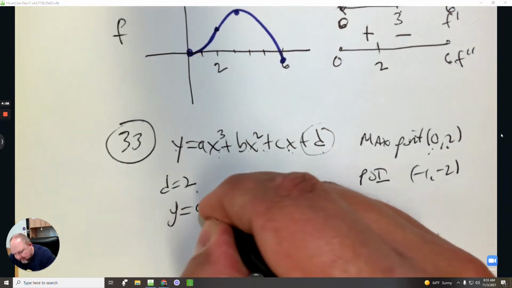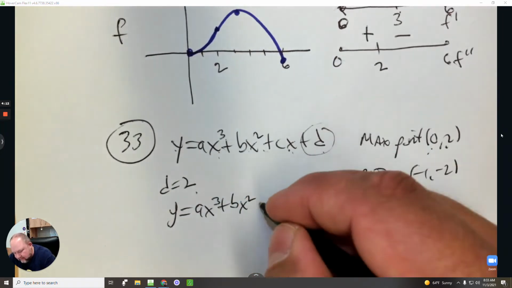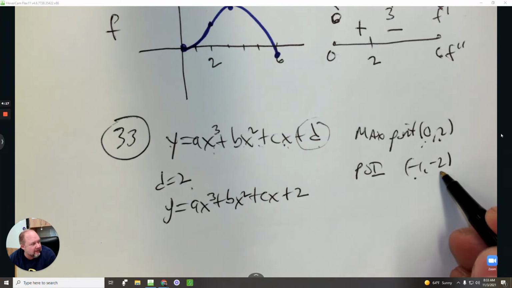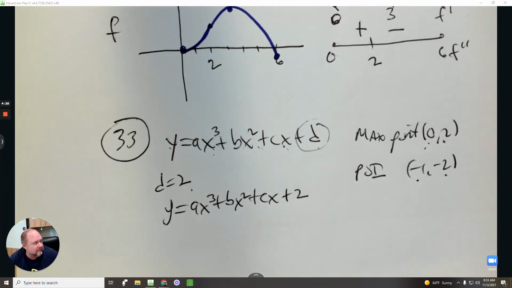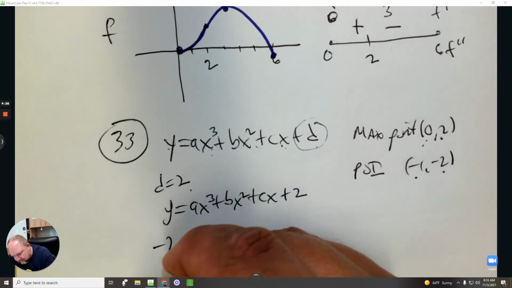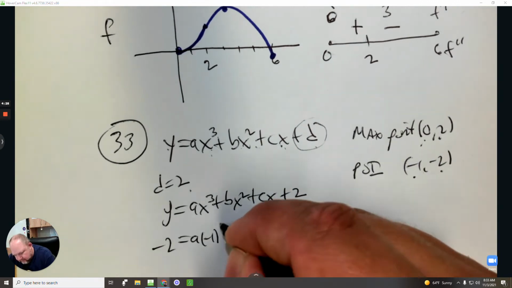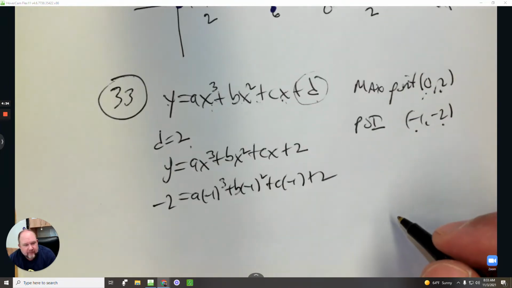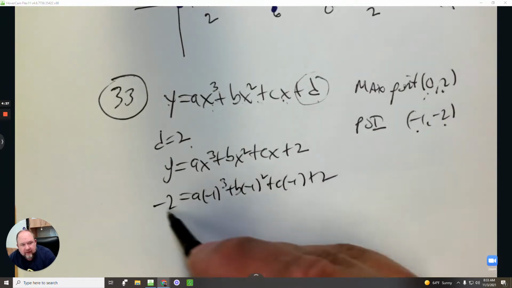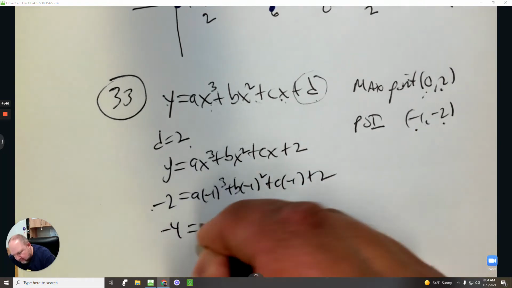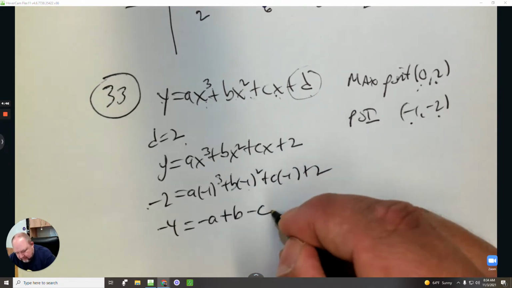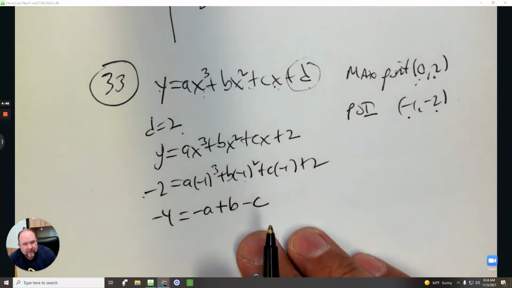So y equals ax cubed plus bx squared plus cx, and then we have the 2. Next, I'm going to plug in -1 and -2. And then I'm going to simplify that. So I know I'm going to subtract 2. This is -a plus b. -1 squared is positive, and minus c. We'll hold on to that for a second.